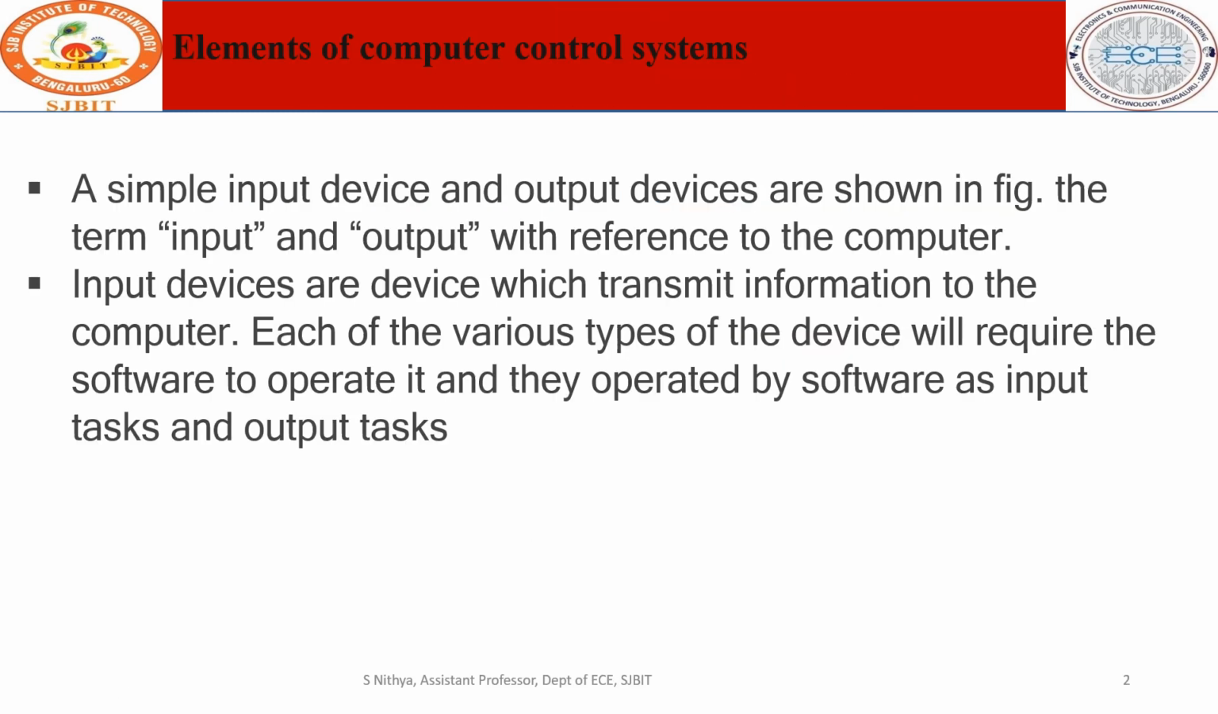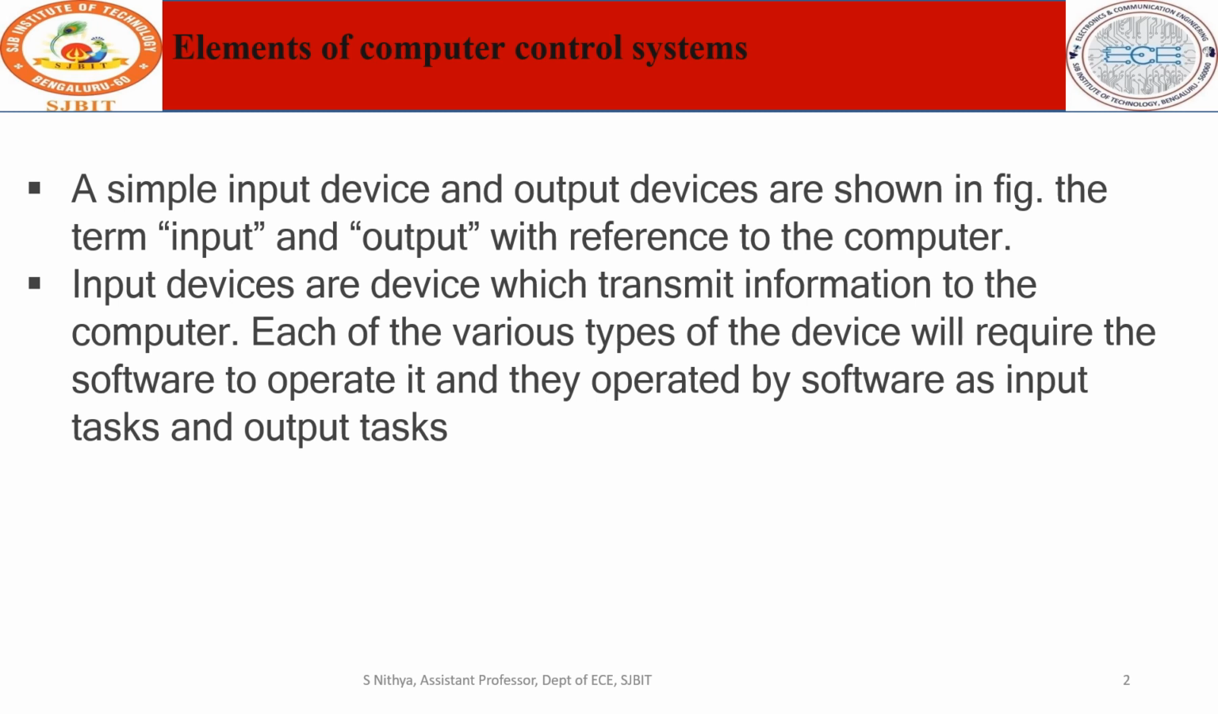So, the elements of computer control systems: a simple input device and an output device, which is shown in the figure. I'll show you what the inputs and outputs are, which are connected to the plant, the device which we need to control. The terms input and output are with reference to the computer only.